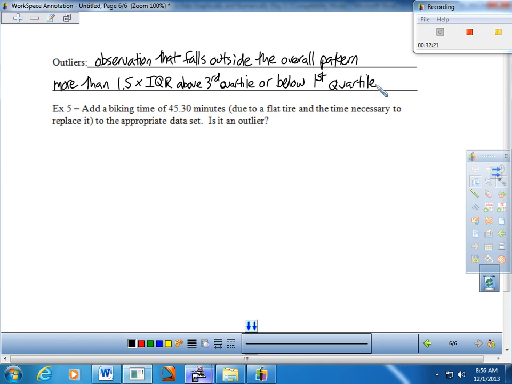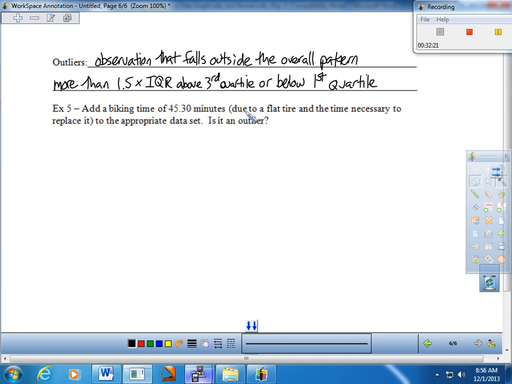We'll see a couple different examples of this, so if it doesn't click on example 5, don't worry, we'll get another shot at it. All right, so last one here, guys. Let's see if we can put this one together. If you remember, we had 20 biking times of me going from Boulder High to my house. And so what we're going to do here is add one more time, in this case 45.3 minutes.